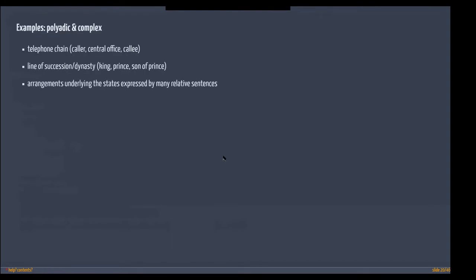And here are a few examples. I pick out only the first. Think about the telephone chain as phone calls worked in the past, where you called the central office and then the central office connected you to a callee. So thinking about these three, the caller, the central office or the switch, and the callee, all three, and the state that they are in when a phone call is happening. That's an example of two concatenated relations.